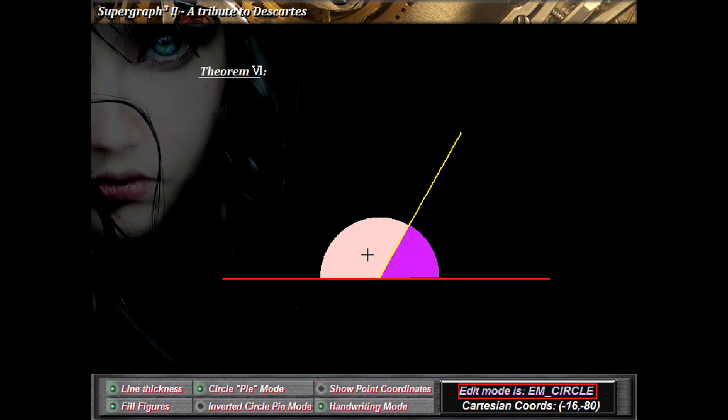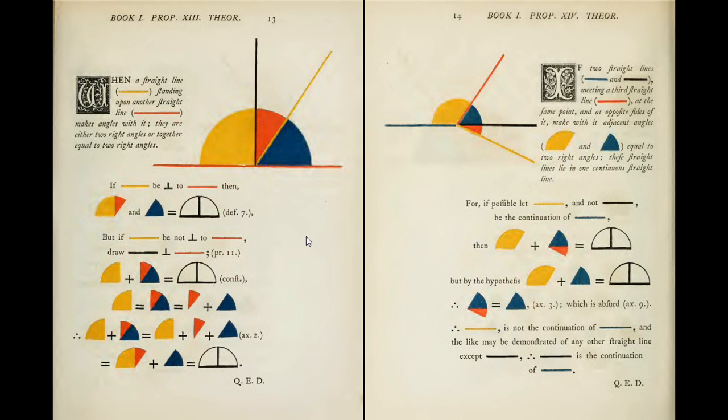the pink and purple are right angles, or their sum is two right angles. If yellow be perpendicular to red, that's this one, then by definition the two would be equal. So that's the trivial case. So let us assume that's not true. Let us assume yellow is not perpendicular to red.